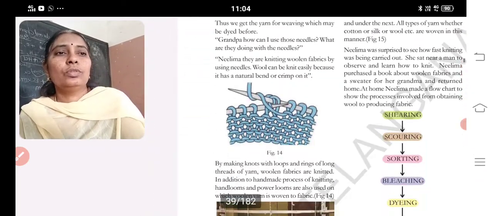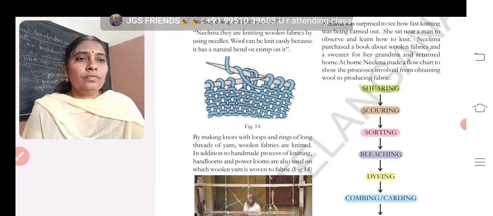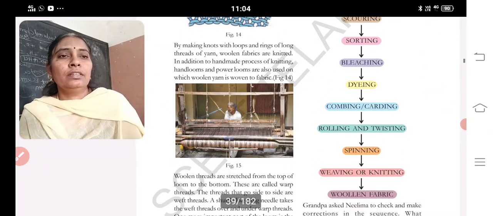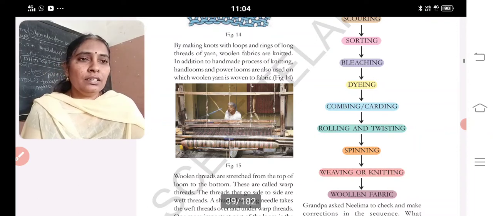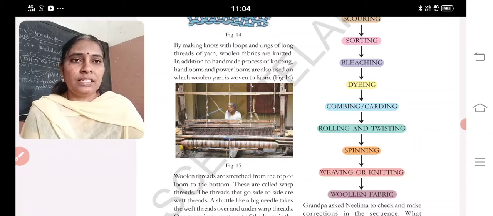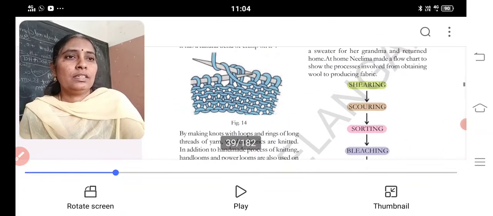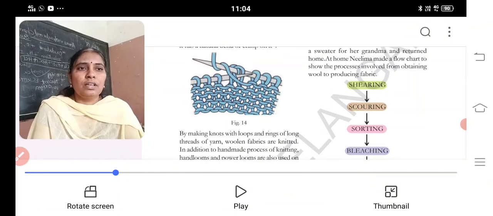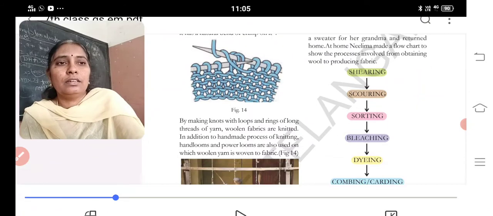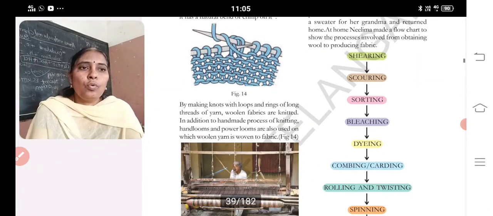Now let us do this important list: shearing, scouring, sorting, bleaching, dyeing, combing, carding, rolling and twisting, spinning, weaving or knitting woolen fabric. These are the steps to be followed to get woolen fabrics. What is the first step? It is shearing, removing the fleece. Then scouring, cleaning and washing, sorting, bleaching, dyeing, that is coloring, combing and carding.